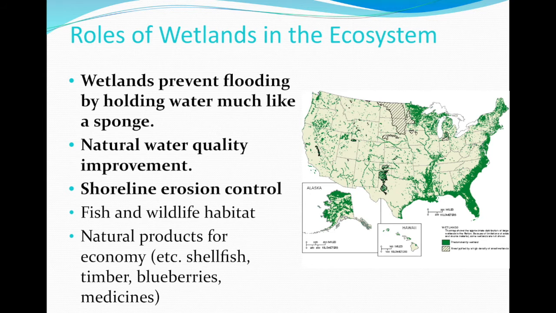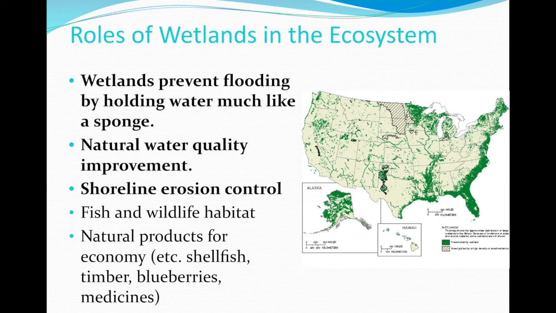So, the roles of wetlands in an ecosystem. An ecosystem is basically how animals interact with people or their habitat, anything where living things and non-living things are. Wetlands will prevent flooding because they hold a lot of that water like a sponge. If you stick a dry sponge in the sink, it would absorb the water, and then when you lift it up, it's a lot heavier and a lot more full.